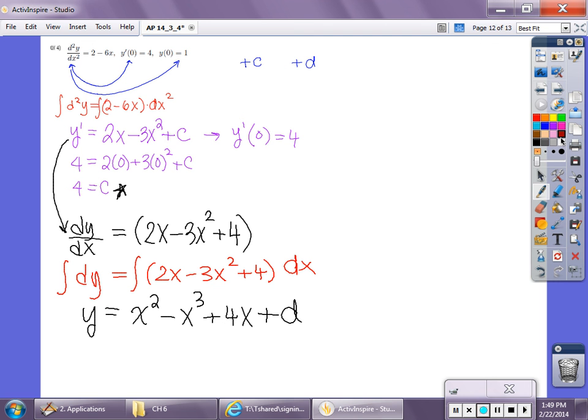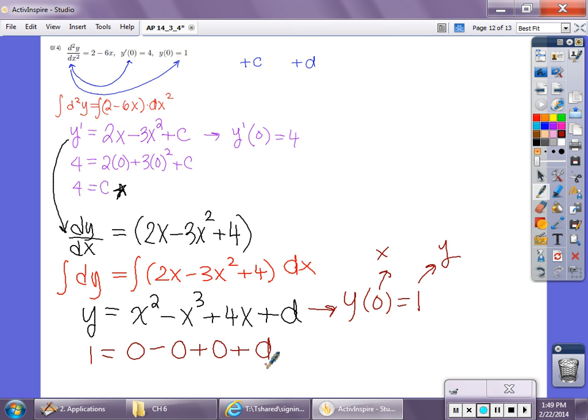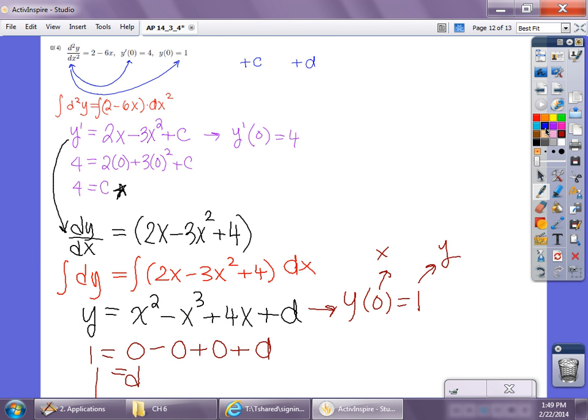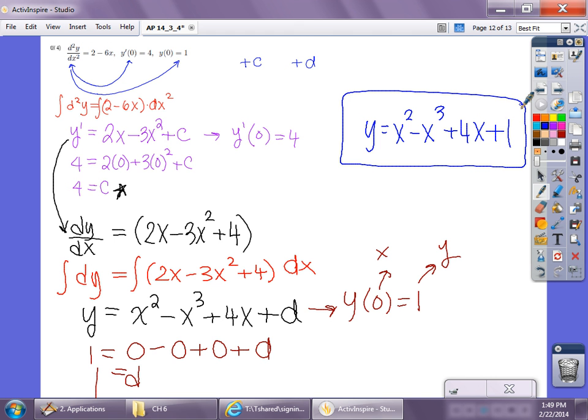All right, and then, if you remember, y of 0 equals 1. This is your x, this is your y. So 1 is equal to 0 minus 0 plus 0 plus d. That makes it a lot easier. Your d value is 1. So our final solution to this problem is y is equal to x squared minus x cubed plus 4x plus 1. And if you take its derivative, let's check it.